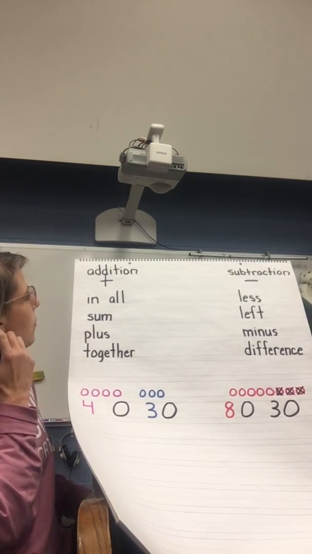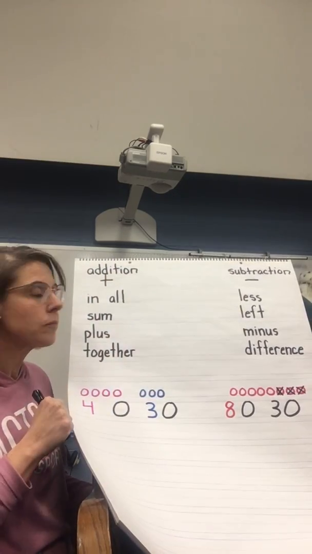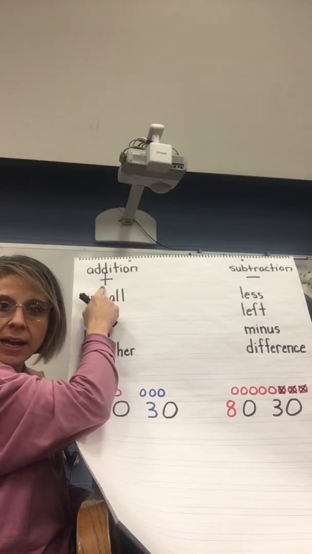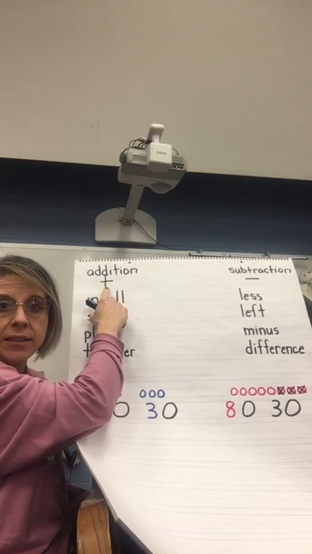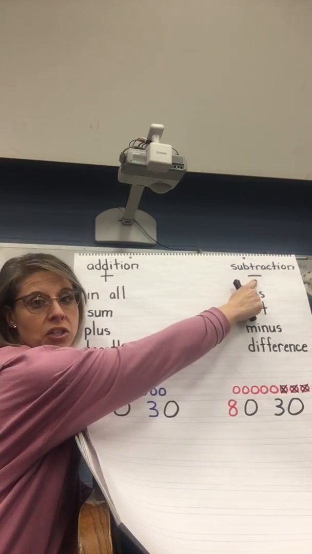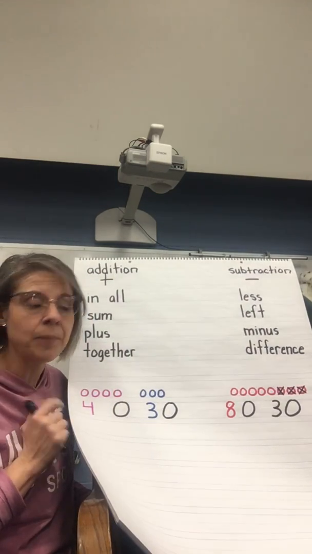So we started off, I just put addition and subtraction up here. Your addition sign looks like this. Remember, it looks like a lowercase t. And then your subtraction sign is just a straight horizontal line.